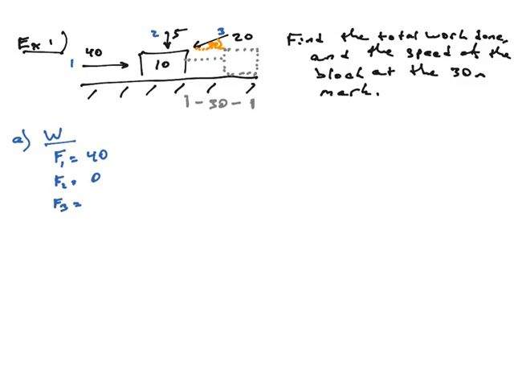F3, does it have an x component? Yes, it has an x component because it's at an angle. So what's its x component? Well, of course, we can do our little triangle thing, which we've been doing this whole time, and we get 20 cosine 30. And so we would get our calculator out. We do 20 cosine 30, and we get 17.32.